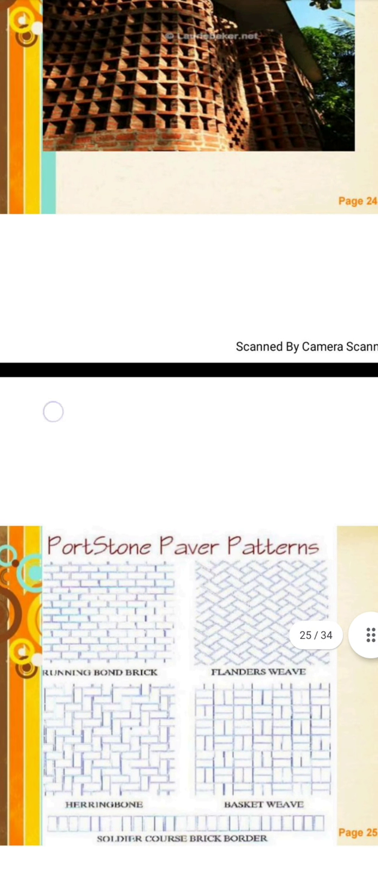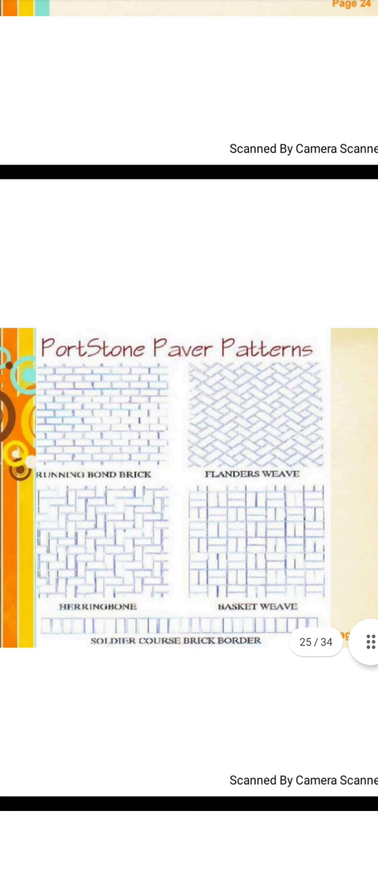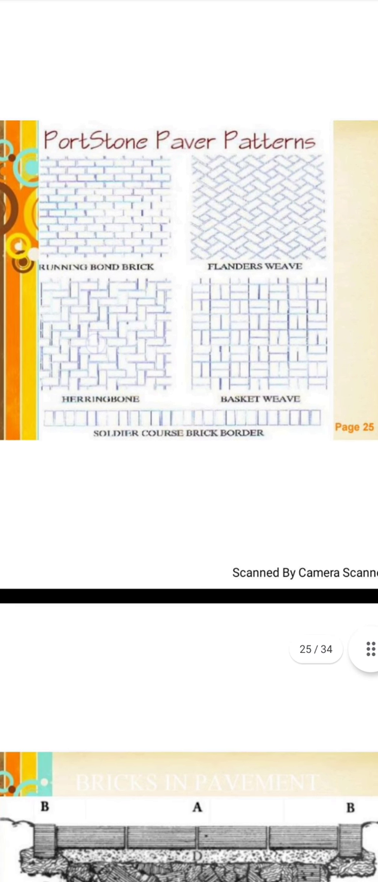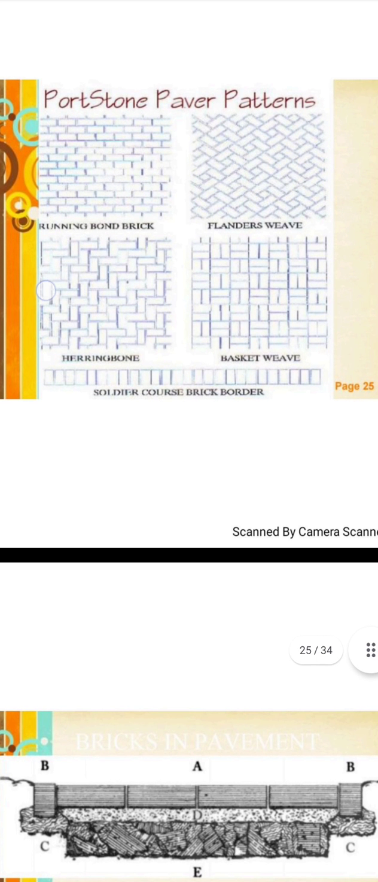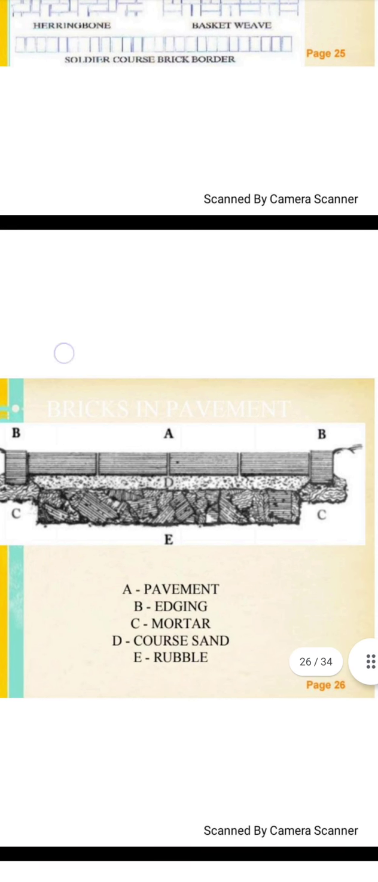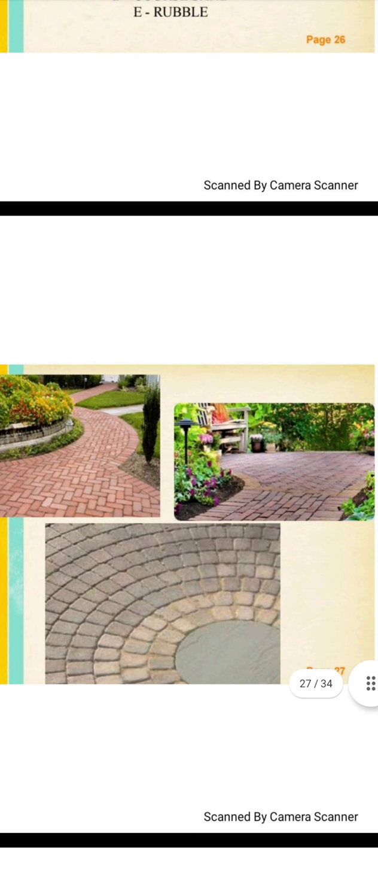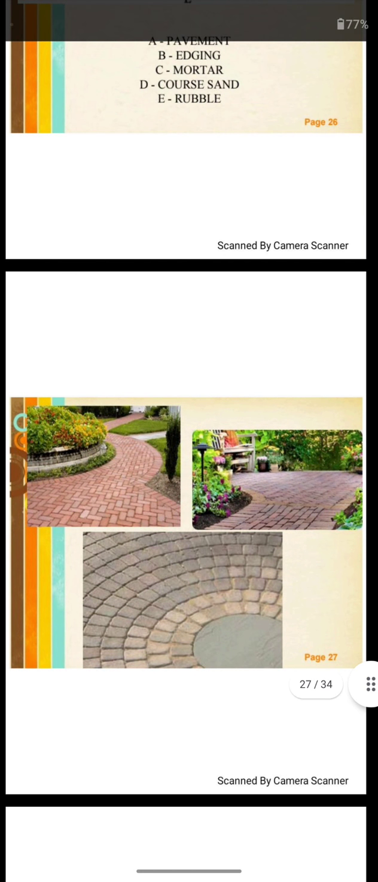Paver patterns. This is a pavement pattern, that is how we should design the pavement. Running bond brick, Flanders weave, herringbone, basket weave, and this is the layer of a pavement edging, mortar, courses, sand, rubble. Look at the different designs of pavement.